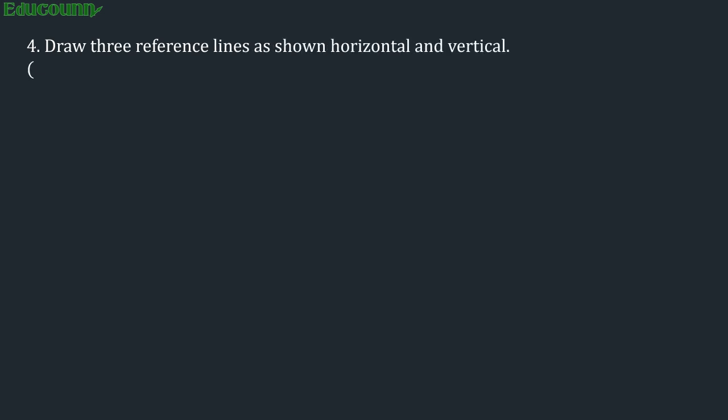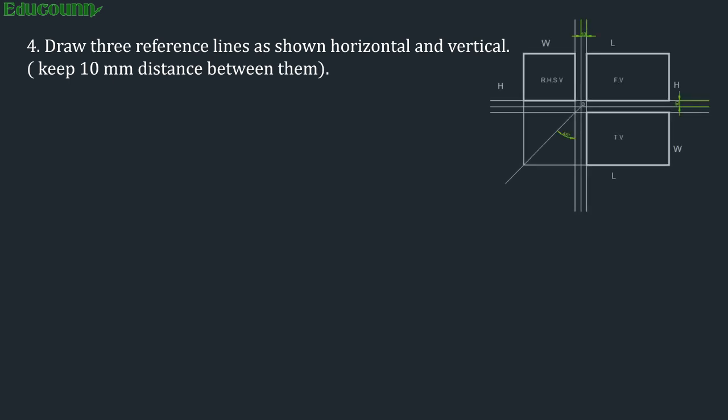Now after identification of the side view and the overall dimensions, what you have to do is draw 3 reference lines. You can also see the figure in the right side. 3 reference horizontal lines and 3 reference vertical lines at a spacing of 10 mm, and this 10 mm gap should be maintained throughout. It is shown in the figure in the right side. So keep 10 mm distance between these lines. These lines should be perpendicular to one another.